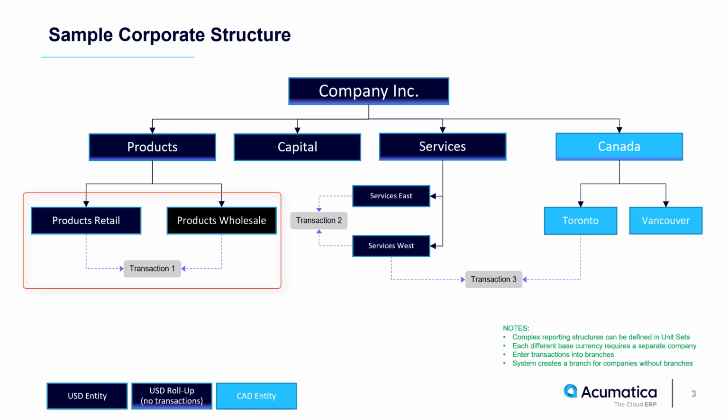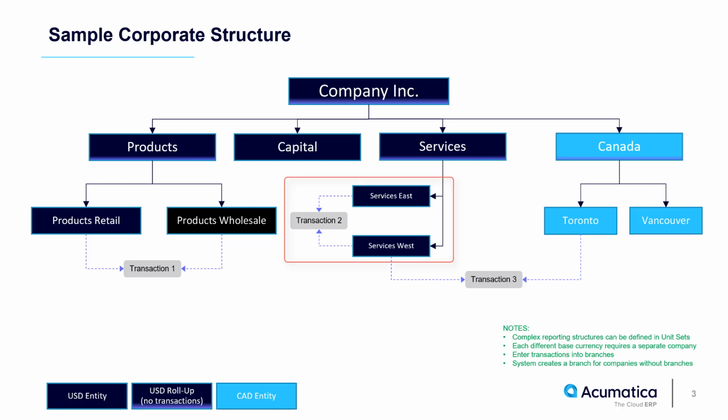The products company is configured to automatically create due to, due from entries to keep individual company ledgers in balance when transactions include multiple companies. The services company only balances at the company level. Transactions between branches do not create balancing entries. This structure is ideal for management reporting.